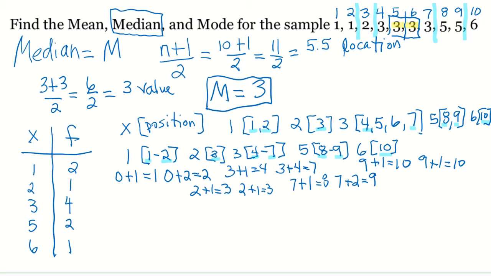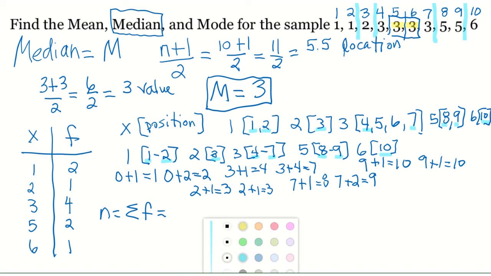And so once again, let's say they just gave you the frequency table. Then if I want to find out what n is, my sample size is going to be the summation of the frequencies. So all that is adding up the frequencies.